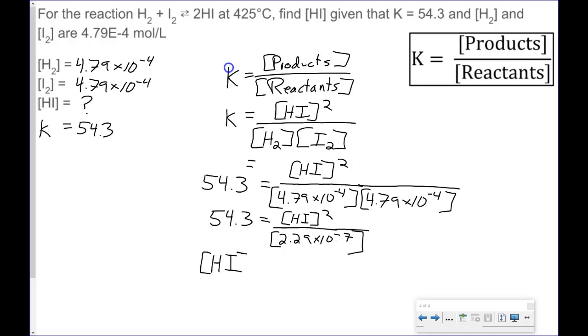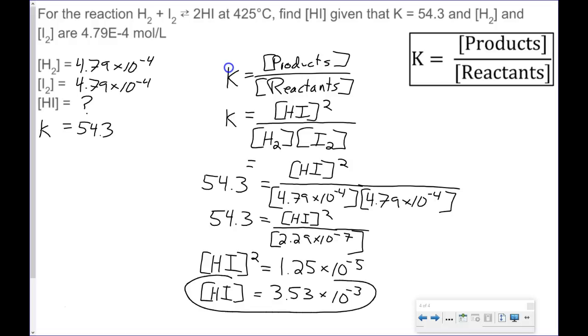So hydrogen iodide squared, doing some algebra right there, is going to represent 1.25 times 10 to the negative fifth. So to solve for hydrogen iodide, I'm essentially going to take the square root of both sides right there. That's going to give me, instead of 1.25, it's going to be 3.53 times 10 to the negative third power. That is going to be my concentration of hydrogen iodide.